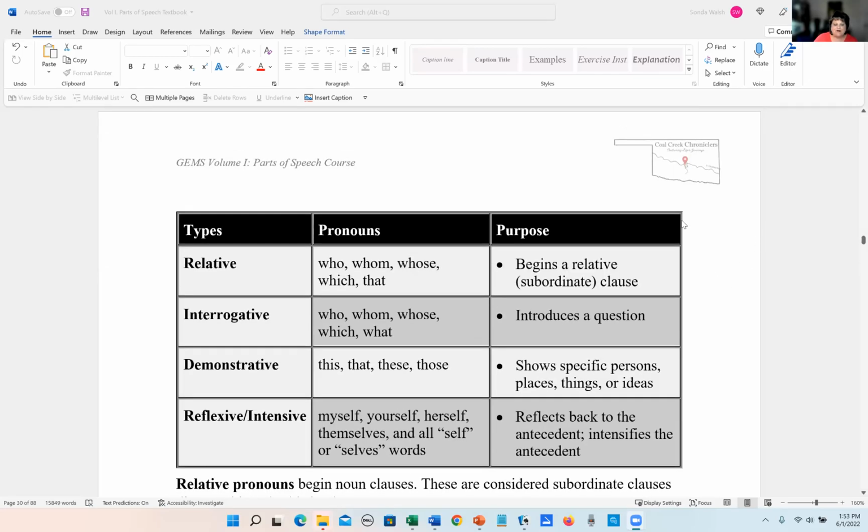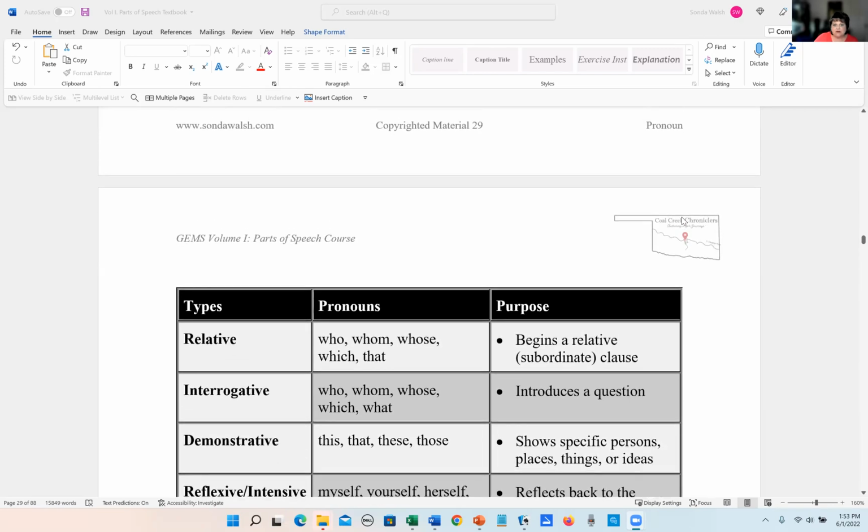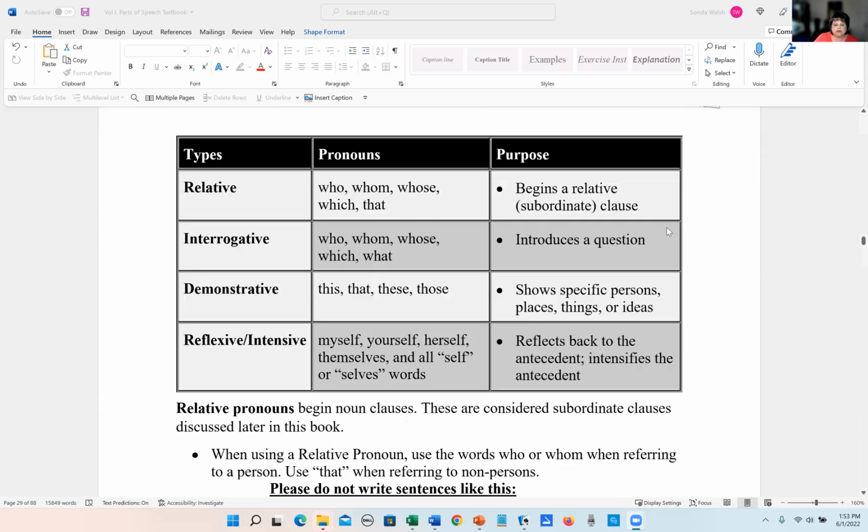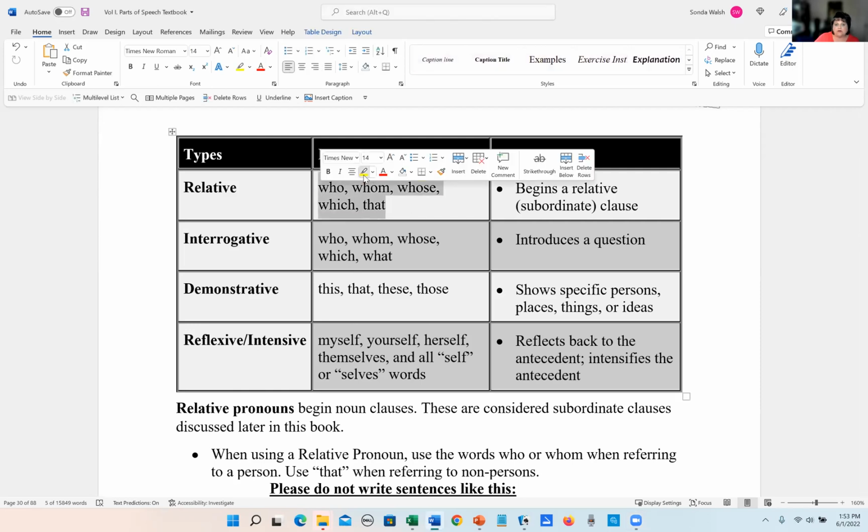All right, today we are on more pronouns. This is beginning on page 30 of your textbook, and we're going to talk about 4 types of pronoun today: the relative, interrogative, demonstrative, and reflexive and intensive. And of the 4, I believe the most important are the relative pronouns. And the reason for that is because a relative pronoun begins a subordinate clause: who, whom, whose, which, and that.